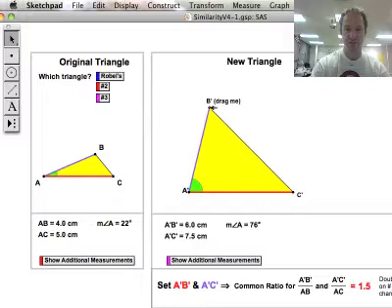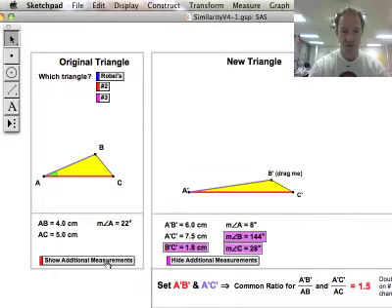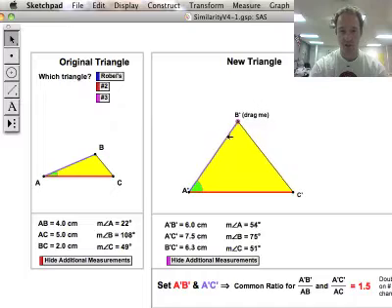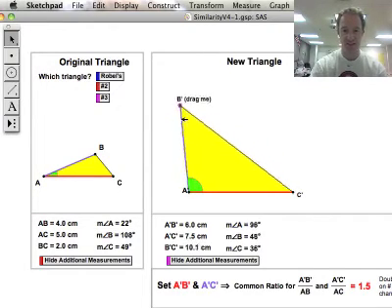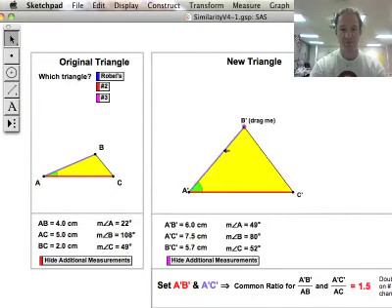Let's move this thing around. Maybe... oh, still not the same. Look at that. Still not the same, still not the same. Those angles still aren't the same.